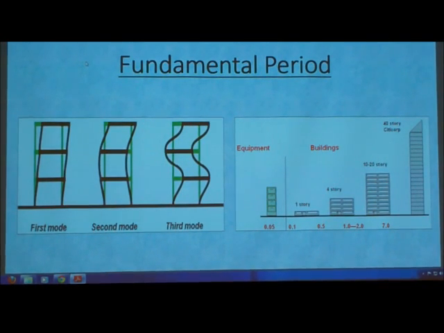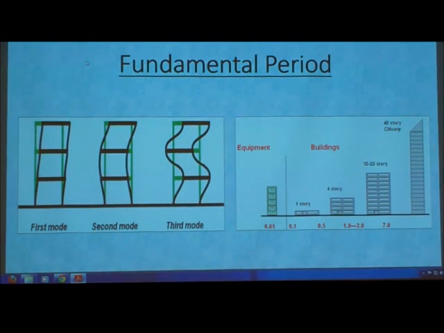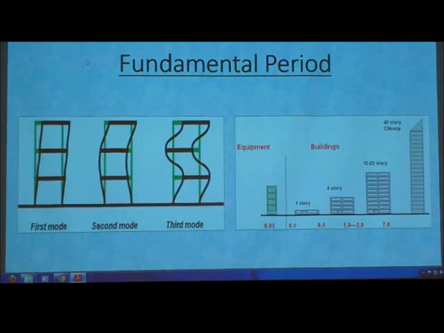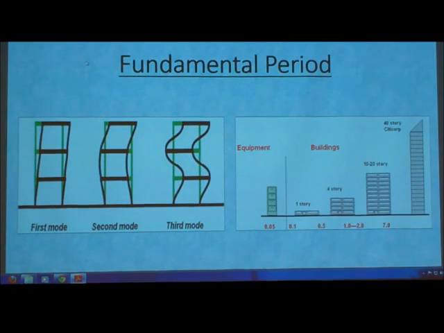Fundamental period. This is one of the most important parts when it comes to analyzing a building for seismic design, because a period is just how long it takes for something to go through a full cycle, and the inverse of that is frequency. The fundamental period is just the natural vibration rate at which an object will vibrate if you hit it. Every object will do this.